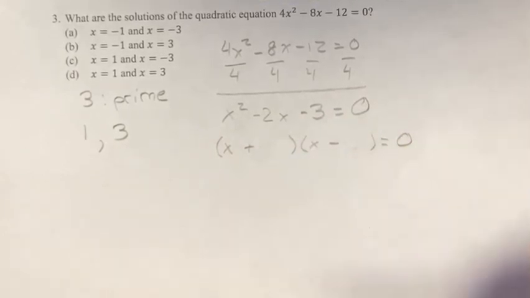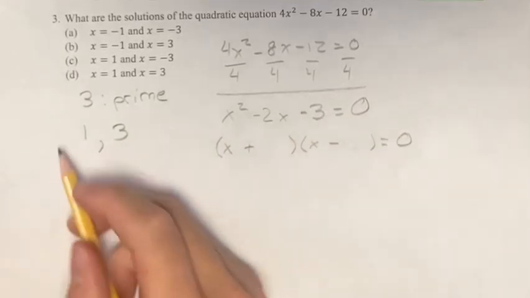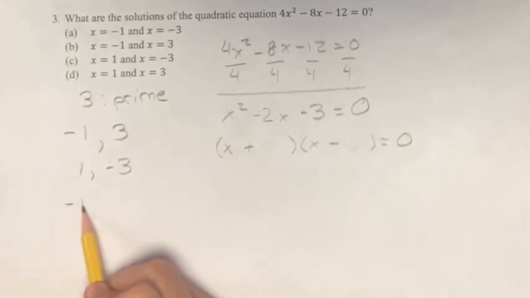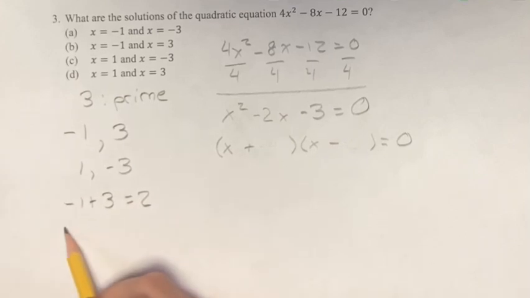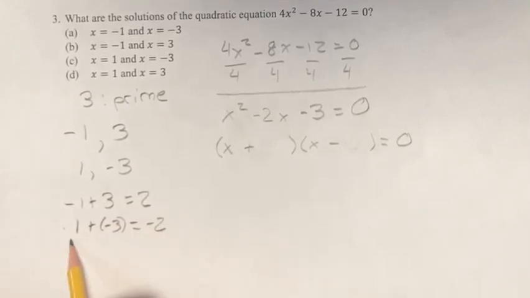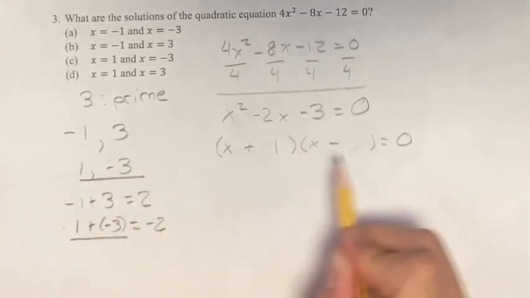But first of all, one of them has to be positive and one of them has to be negative. So we can have negative 1 and 3 or 1 and negative 3. We have to see, okay, negative 1 plus 3, that's equal to 2. And 1 plus negative 3, that's equal to negative 2. So these are the two values that we want. We want positive 1, so plus 1, and negative 3.